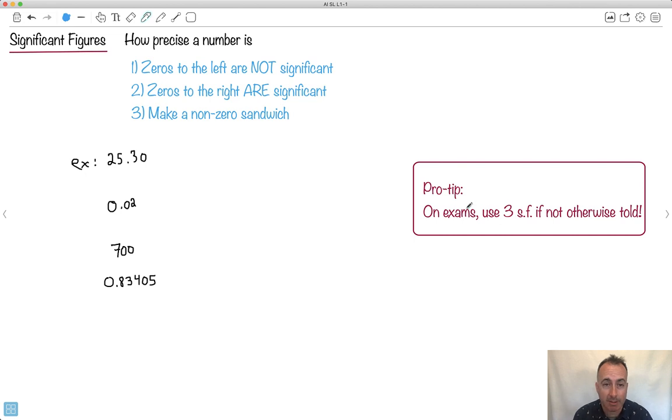First of all, on exams, you should always use three significant figures if you're not otherwise told. There is an exception, which is if it's with finance, for example, then it's often just used two decimal places. So there's a few things like that. But otherwise, if you're not told, use three.